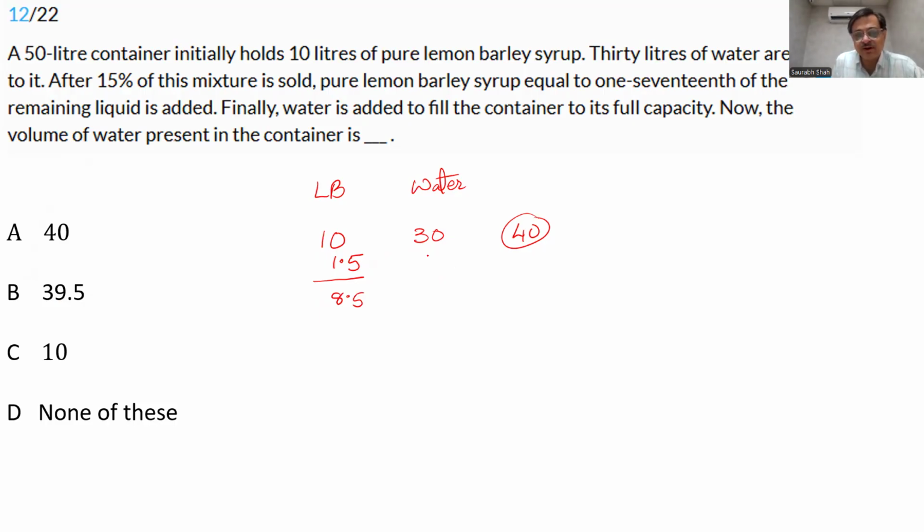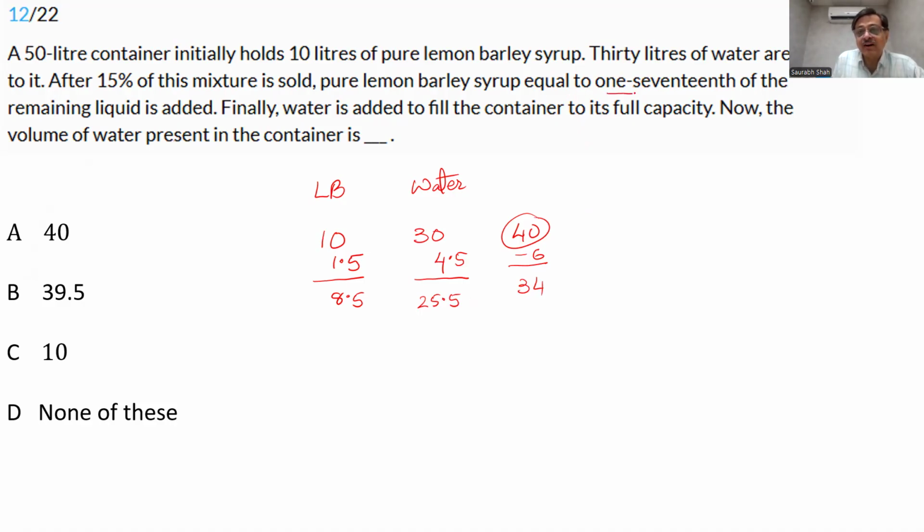And 3 times 1.5, we know it is 3 times 10, which was 30. Otherwise, you can calculate 15% of 30, which is 4.5. 4.5 liters of water is also sold, which gives us 25.5 liters of water. And obviously, when you sell 6 liters, the total becomes 34. Now comes another addition.